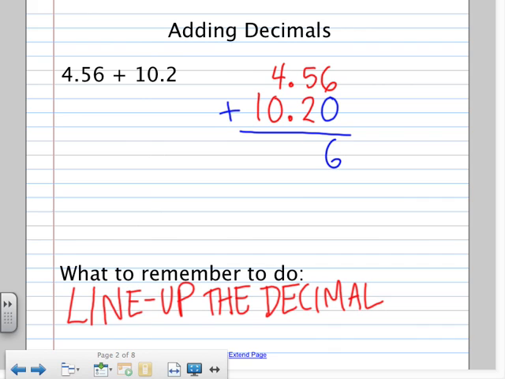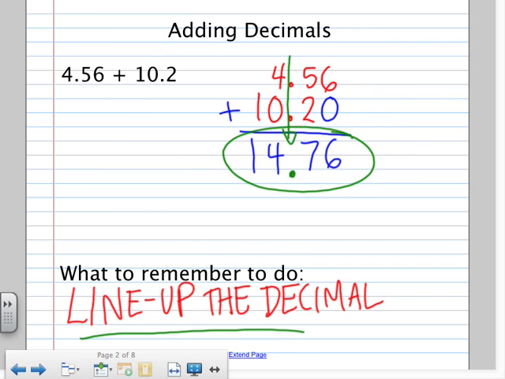And then it's just normal addition. I'm going to do 6 plus 0, 5 plus 2, 4 plus 0, and 1. And to know where my decimal point goes, it just comes straight down. So it's pretty easy as long as you remember to line up the decimal, okay? So 14.76. So let's look at another example.